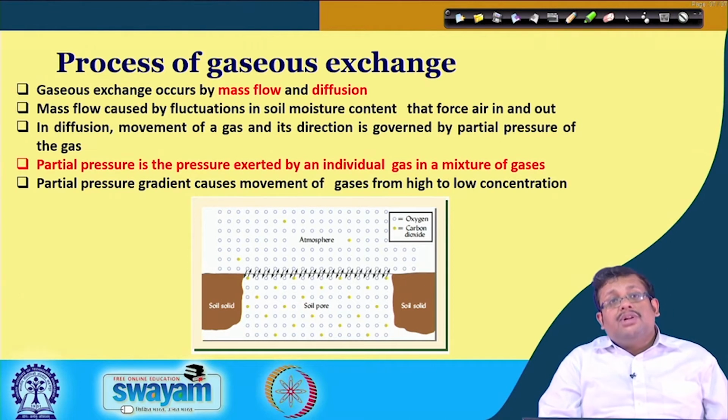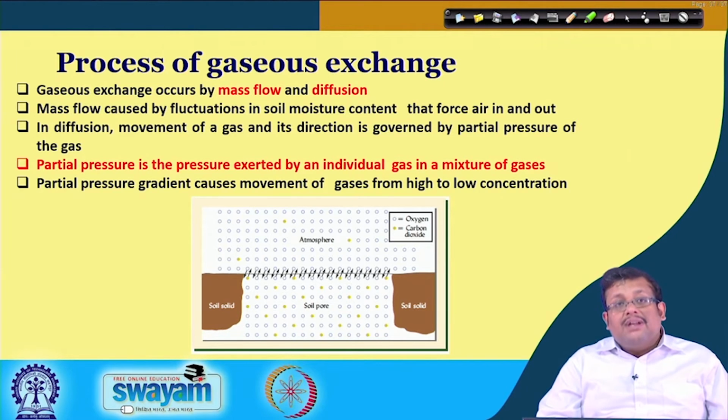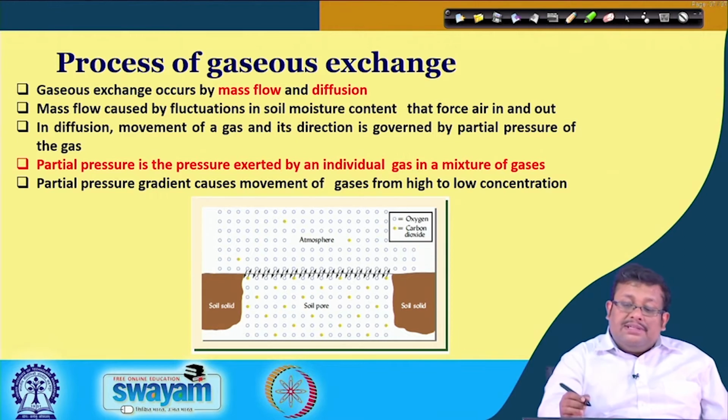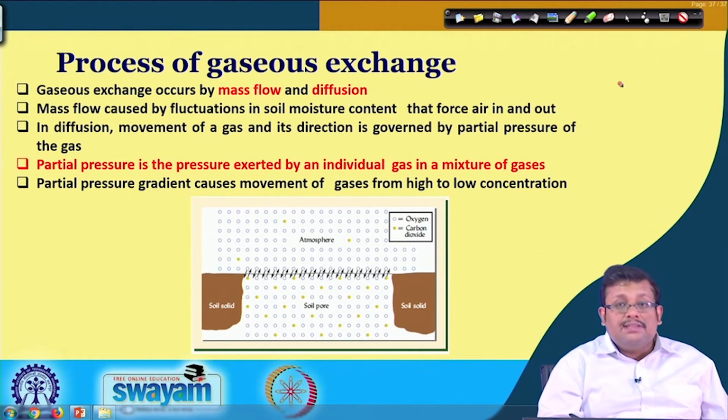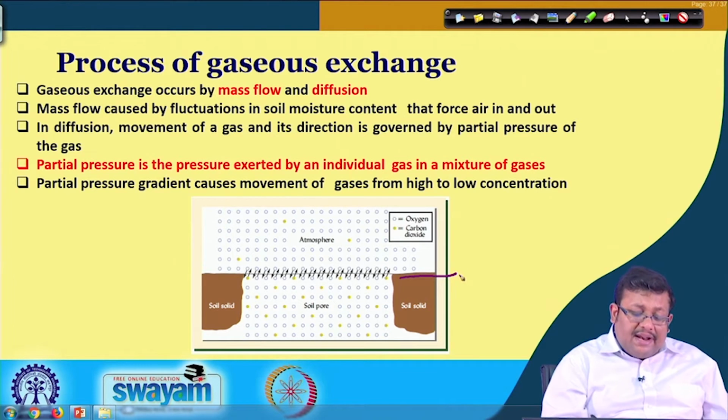However, in diffusion, the movement of gas and its direction is governed by the partial pressure of the gas. This is very important. What is partial pressure? Partial pressure is the pressure exerted by an individual gas in a mixture of gases. This picture shows how diffusion takes place within the soil and atmosphere. If this is the soil surface and these are the soil pores, this is the atmosphere.